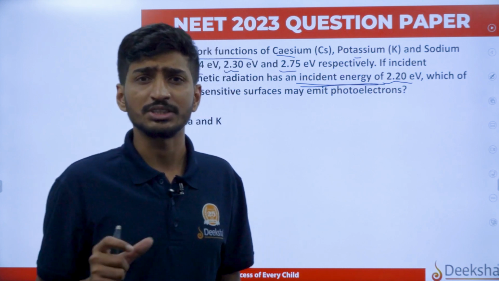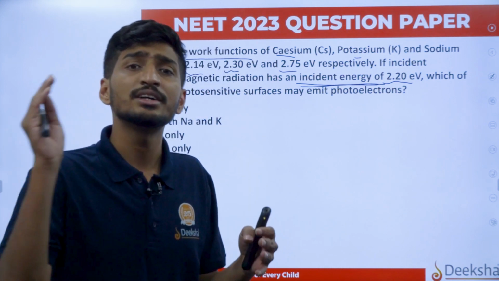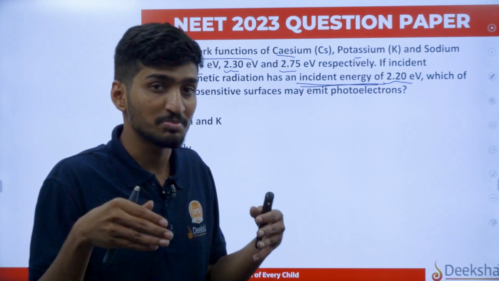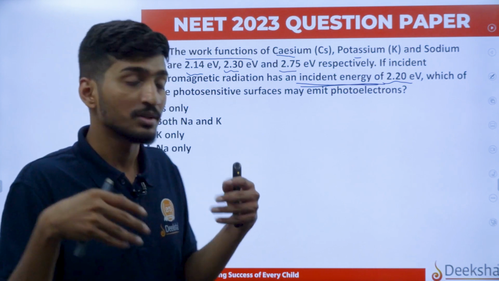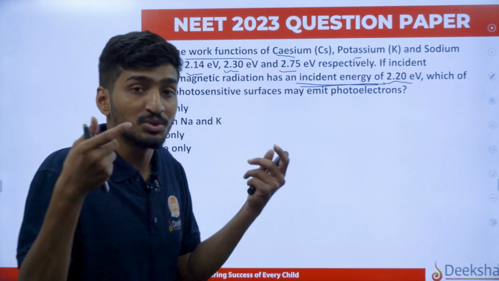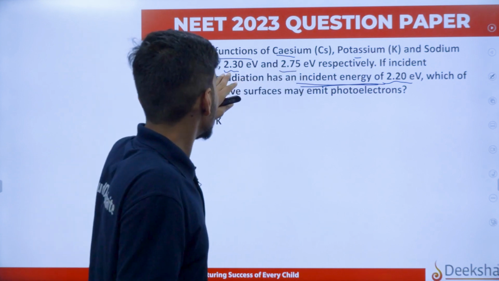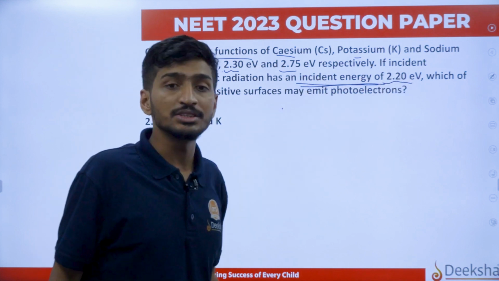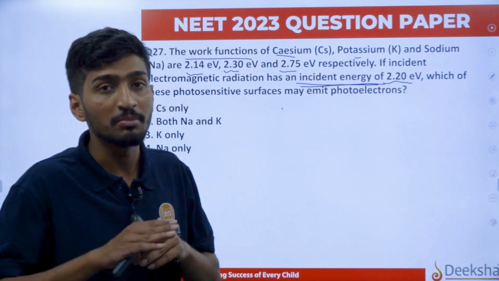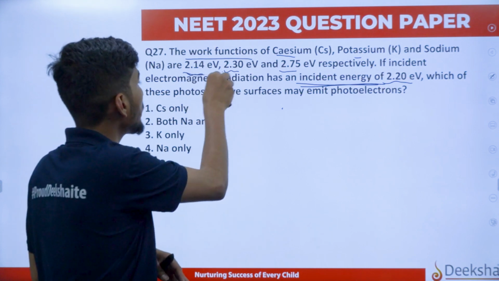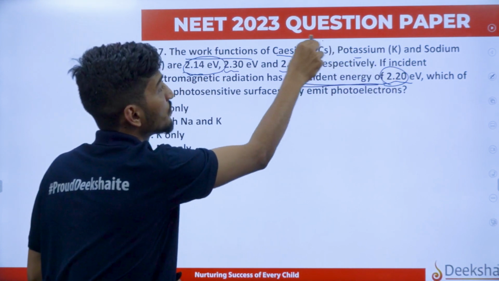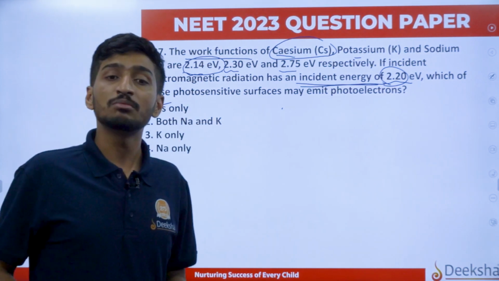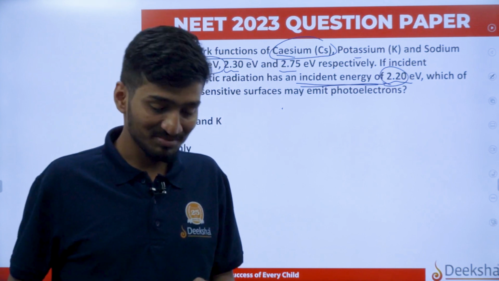Remember what the definition of work function is. Work function is the minimum energy required by the incident light such that the electrons can leave the metal surface and come out of the metal surface. Okay, so if you're not giving that much energy, you cannot have photoelectric effect. So for example, in case of sodium and potassium, the work functions are already more than the incident energy, so there will be no photoelectric effect. Only 2.14, which is less than 2.2, which is of cesium, will have a photoelectric effect. So option number 1, cesium only, should be the correct answer. Alright, let's move on to the next one.